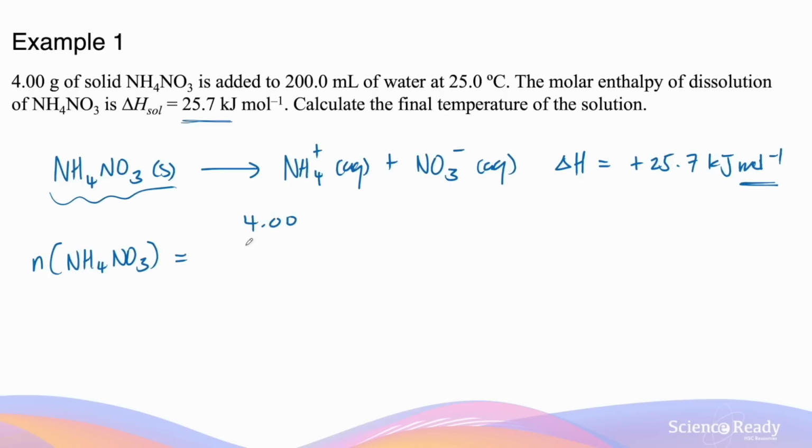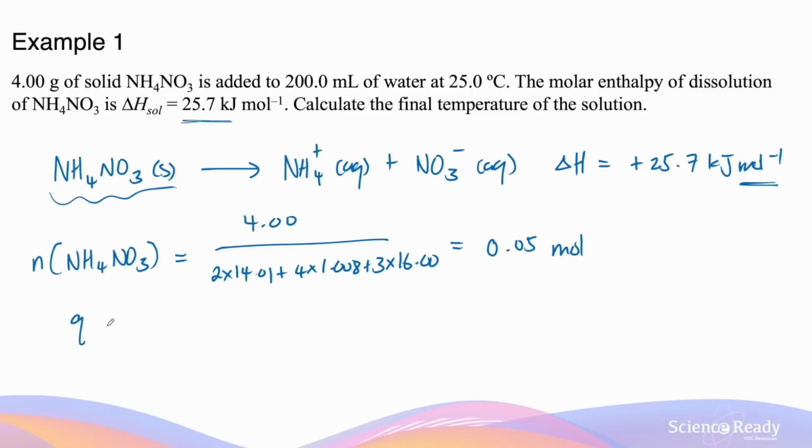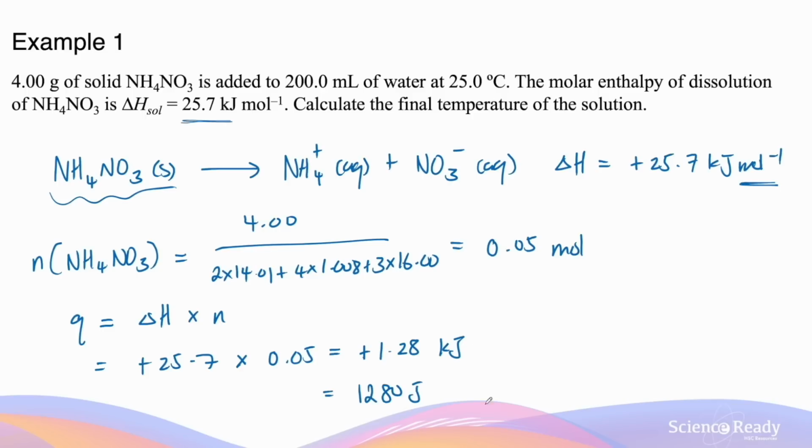And we can take the mass of the compound divided by the molar mass of ammonium nitrate. So we have 2 nitrogens, 2 times 14.01, plus 4 hydrogen atoms, and then 3 oxygen atoms. And this gives me a number of moles of 0.05 moles. So the energy that's actually absorbed by the reaction is equal to the molar enthalpy change times the number of moles. So it's 25.7 kilojoules per mole times 0.05 moles. And this gives a total energy absorbed of positive 1.28 kilojoules. And if we convert this into joules, it will be approximately 1,280 joules of energy absorbed.